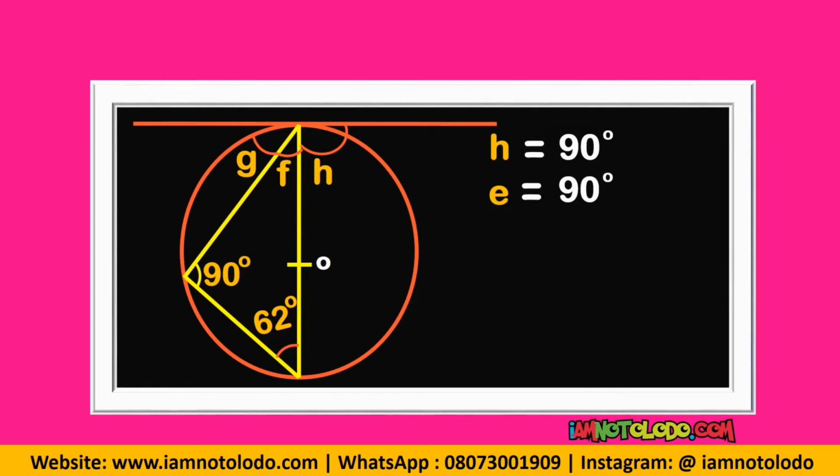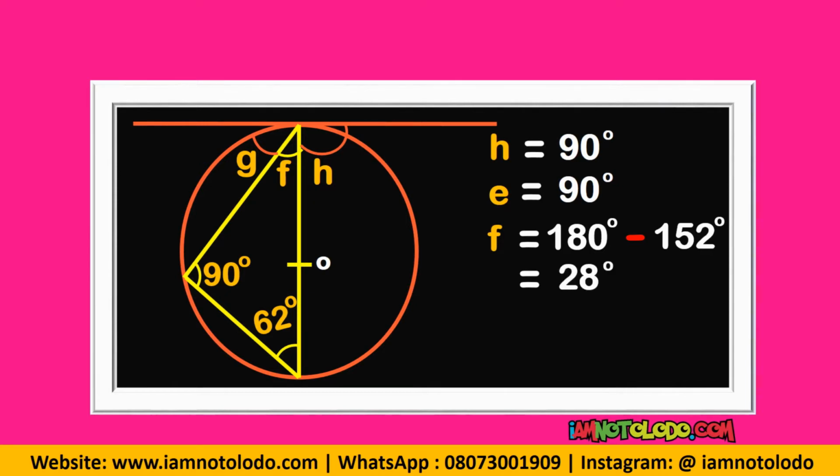So now that we have E, it is easier for us to find the value of F. All we have to do is to apply the sum of angles in a triangle. So F equals 180 degrees minus 90 degrees plus 62 degrees, that is 152 degrees. So when you subtract this, it will give us 28 degrees.